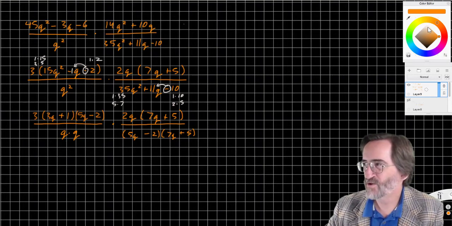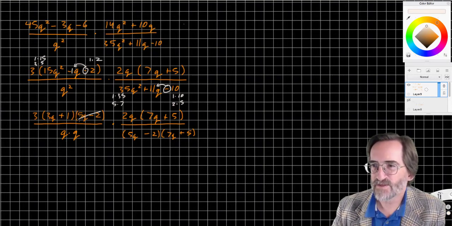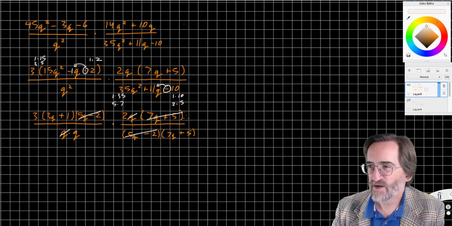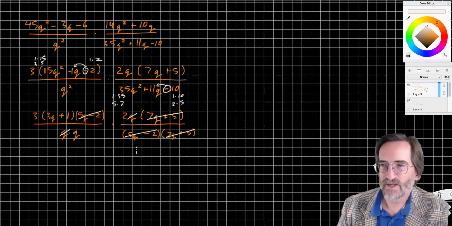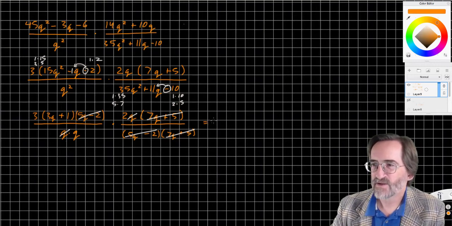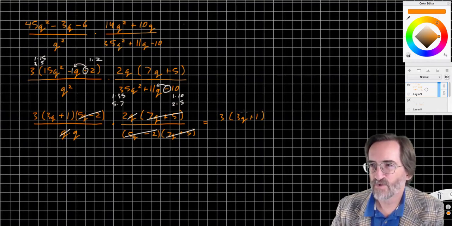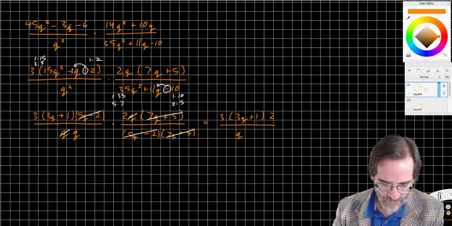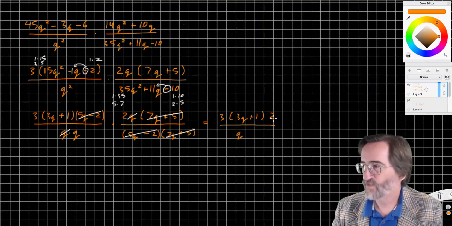All right. So 5q minus 2 does exist on top and bottom. Okay. And q exists on top and bottom. 7q plus 5 exists on top and bottom, so it cancels. So what is left? Well, what is left is 3 and 3q plus 1 on the top, and 2, right? And on the bottom is just q.